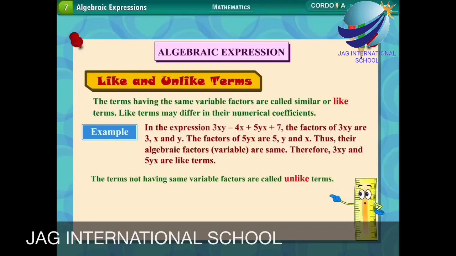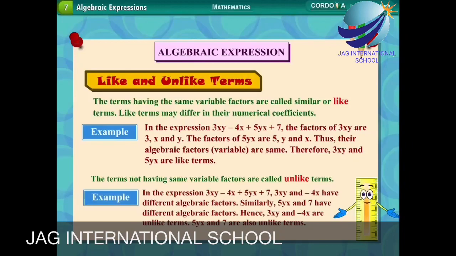The terms not having the same variable factors are called unlike terms. Example: in the expression 3xy minus 4x plus 5yx plus 7, 3xy and minus 4x have different algebraic factors. Similarly, 5yx and 7 have different algebraic factors. Hence, 3xy and minus 4x are unlike terms. 5yx and 7 are also unlike terms.